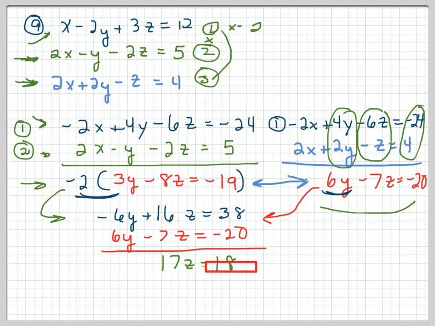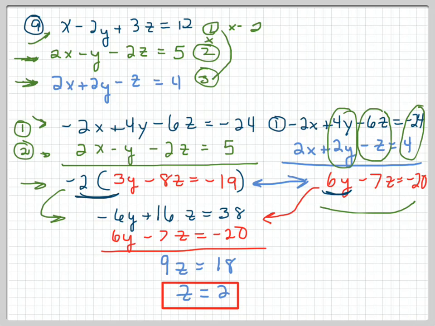So I'll do a little bit of erasing, and we'll re-add those together. And that's going to give me 9z equals 18. Therefore, z is 2. Okay, so we found our z value.